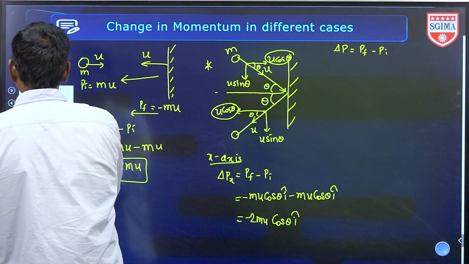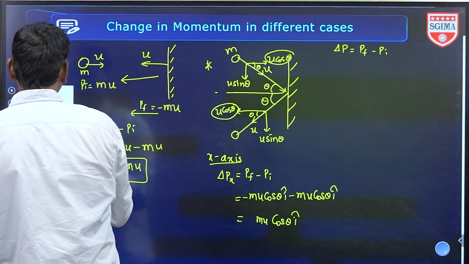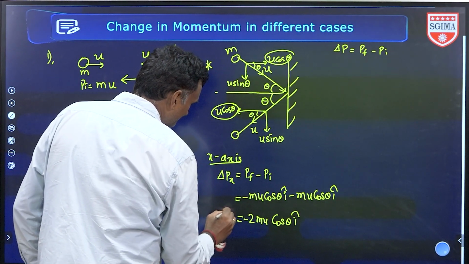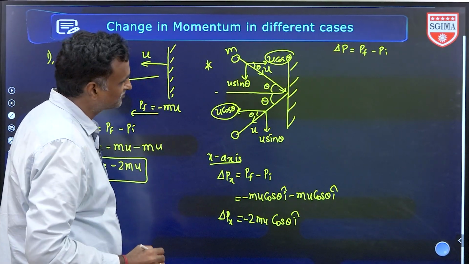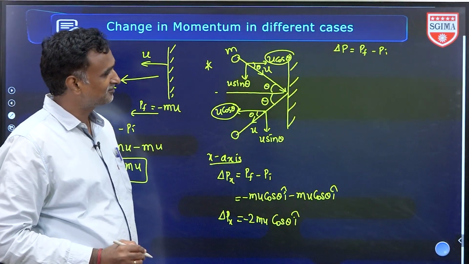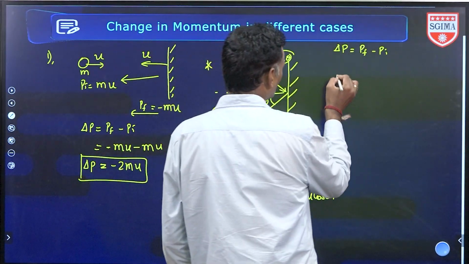So the minus came again in the answer, and that explains the direction of the change in momentum. The direction of change in momentum is away from the wall. This is the explanation for along the x-axis, and next, along the y-axis.